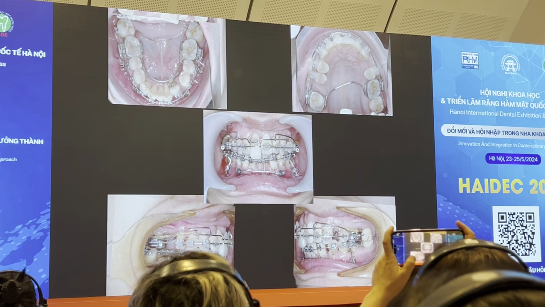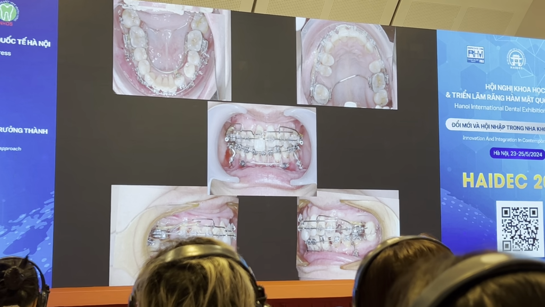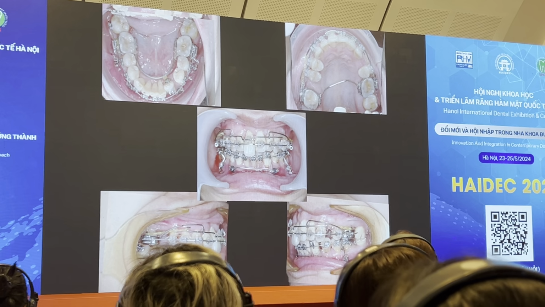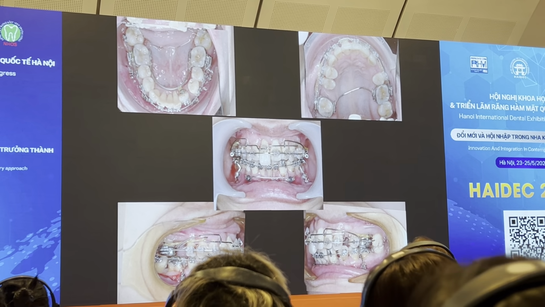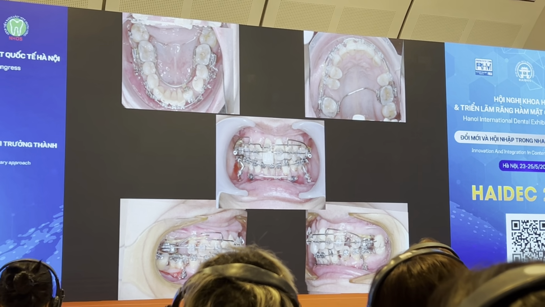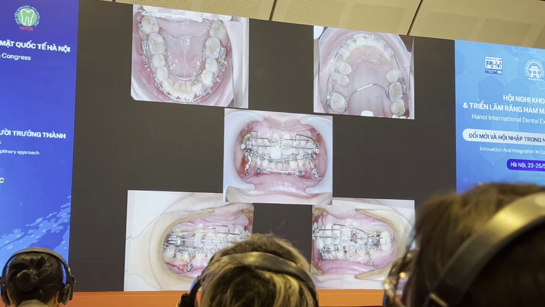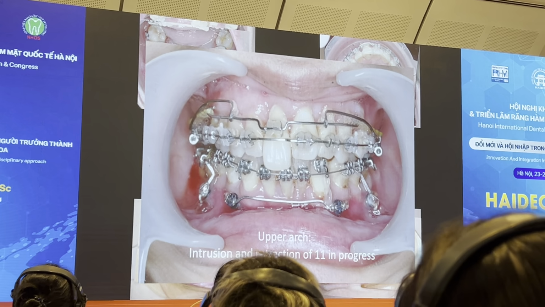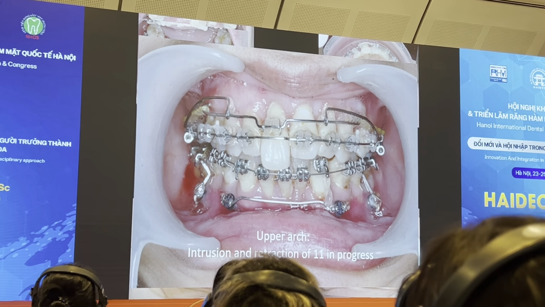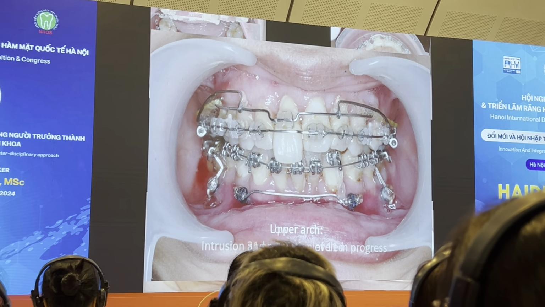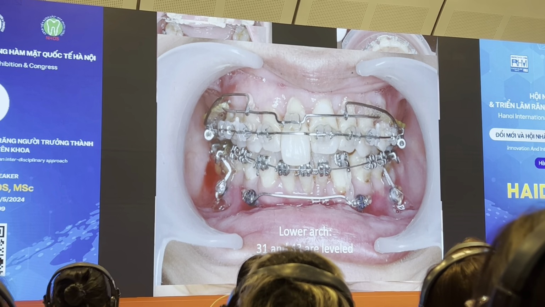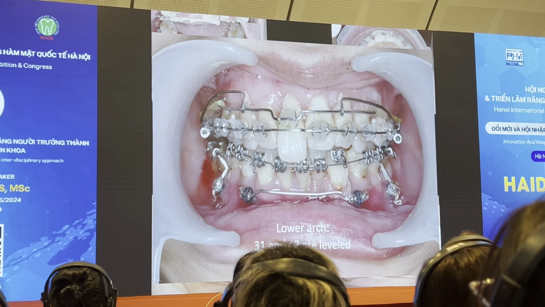At this appointment, her oral hygiene deteriorated, especially around the 3-piece intrusion and retraction arch, and she was asked to return to her periodontist earlier. Therefore, I did not activate her orthodontic appliance on the upper arch. We can see that the intrusion and retraction of 1-1 was in progress. On the lower arch, 3-1 and 4-3 were level.